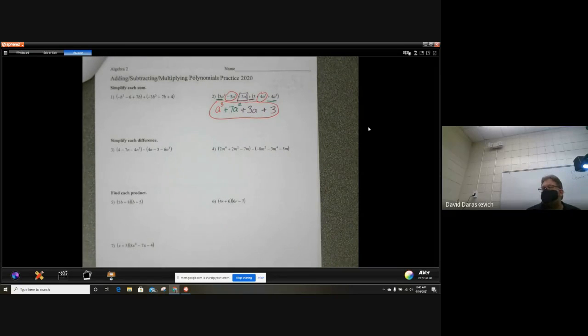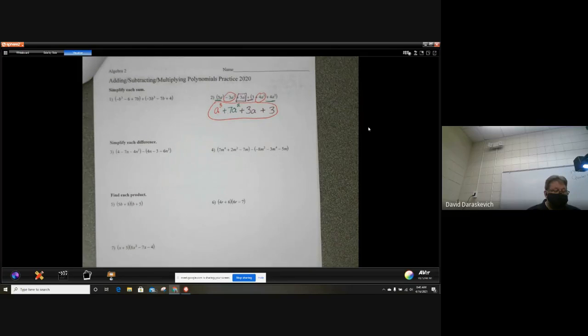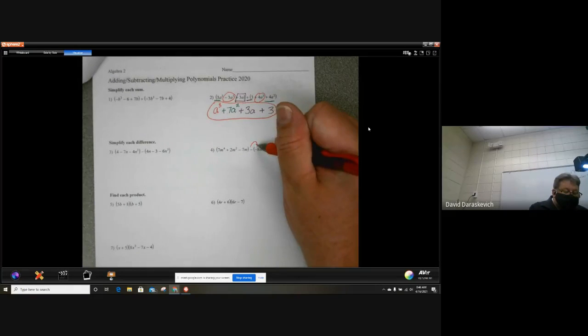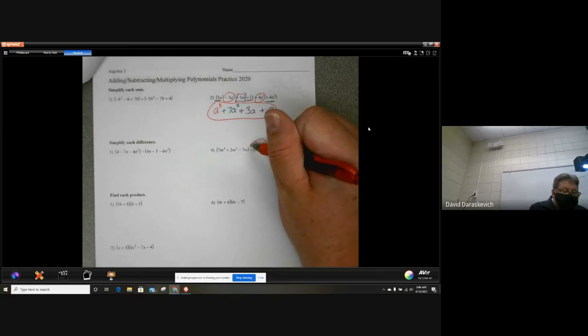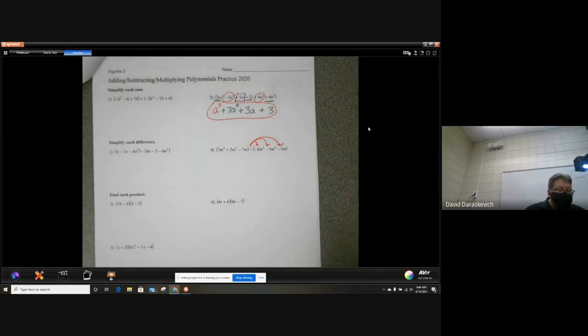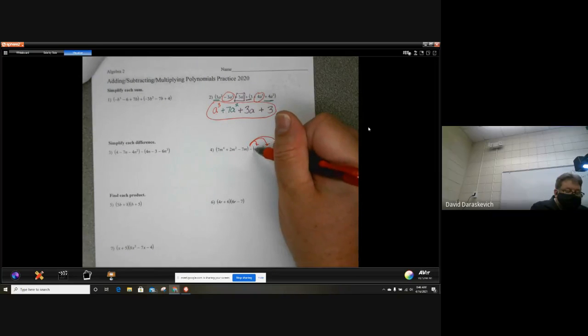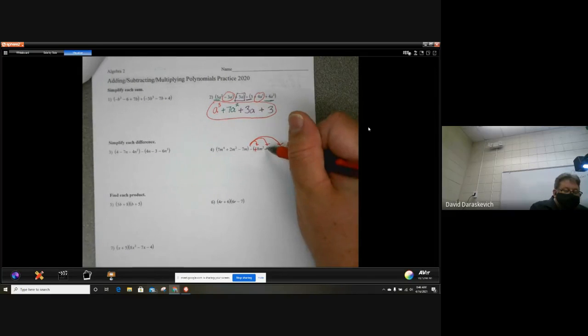Okay. Pretty simple when it's addition. Subtraction's not that much harder. You just have to distribute that minus sign to every term that's after it. So what that really does is change this to a positive, positive, positive.